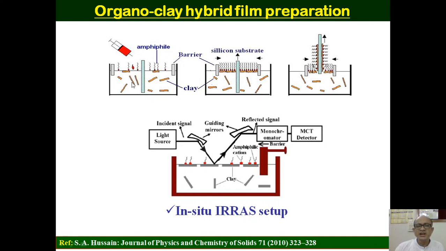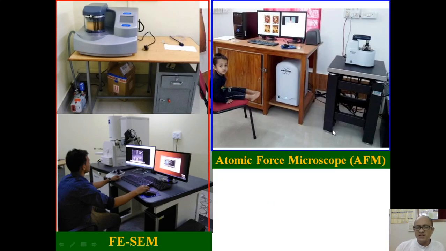This attachment or interaction between clay and organic dye is a time dependent process, and this can be monitored using an in situ infrared reflection absorption spectroscopy setup. Here it's like this: there is a light source, and we allow the light through a mirror to fall on the surface of the floating layer, and the reflected beam is received through a monochromator. With the thickness of the floating layer, it's possible to increase the intensity of a particular vibration within the molecule in the floating layer. So one can have an idea about the interaction.